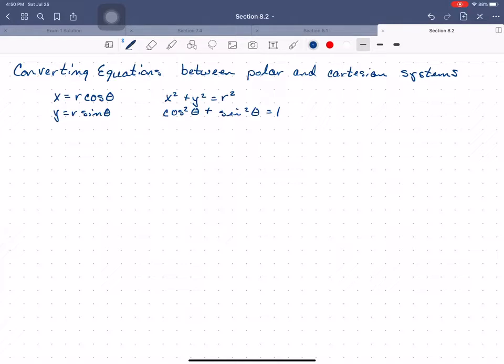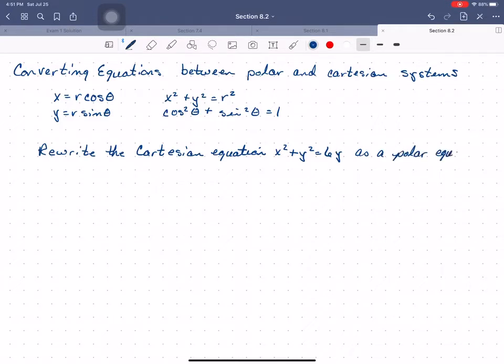Okay, so let's start with this one. Let's rewrite the Cartesian equation x squared plus y squared equals 6y as a polar equation.